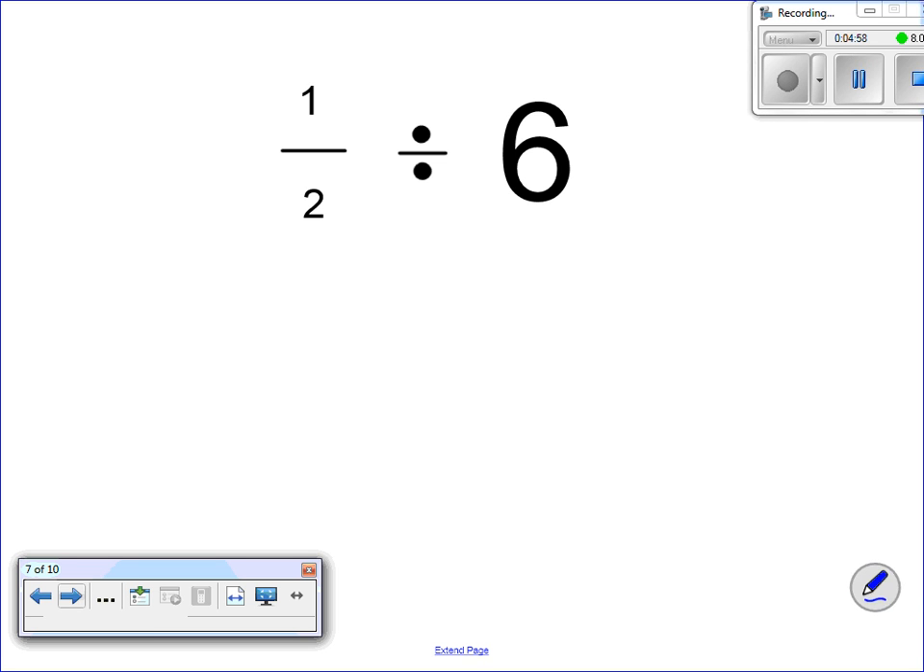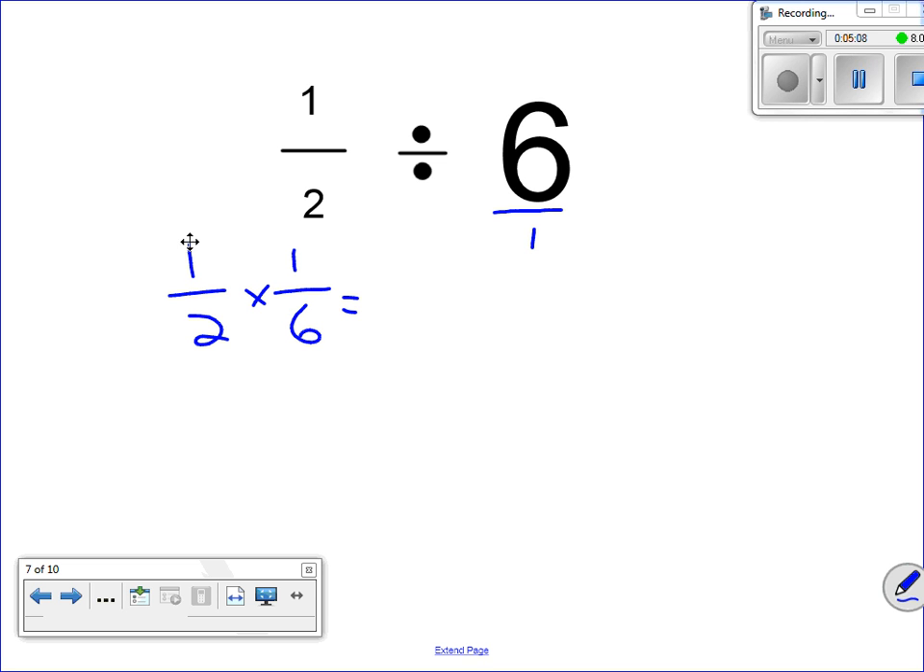Let's take a look at this problem. Finding the reciprocal. Half divided by 6. So we're going to go half times, find the reciprocal, we have 1/6 equals 1/12. Okay, how many halves are in 6? The answer is not 3, it is 1/12.